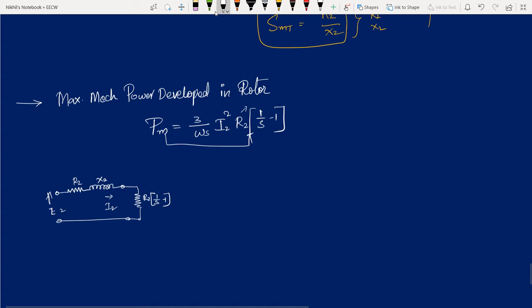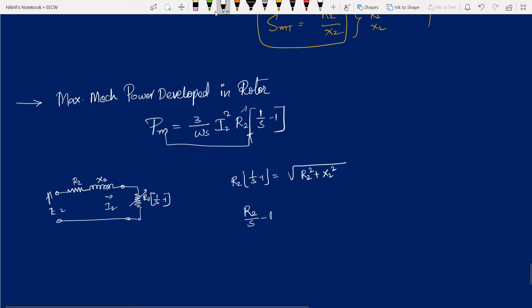In order to get maximum power to the load, that is R2 into (1 by s minus 1), the magnitude of load resistance must be equal to the source impedance magnitude. What is the source impedance magnitude? Tell me. That is nothing but the square root of R2 square plus X2 square, isn't it? From this I can find out the value of s. I will just simplify this.